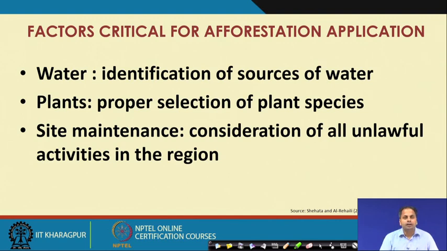Okay. And then of course the site maintenance. So once you adopt any kind of permanent control measures, you should maintain that site so that the effectiveness of a permanent control system can be observed. Okay. So site maintenance means consideration of all unlawful activities, or stopping of tree passing or any human induced activity which can lead to further expansion of wind erosion area. Okay.